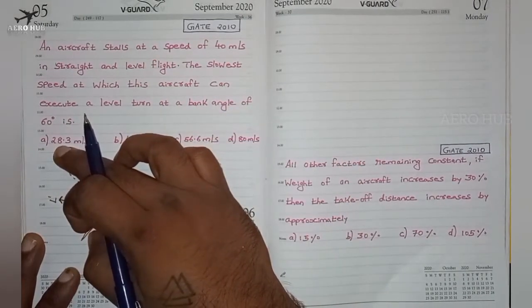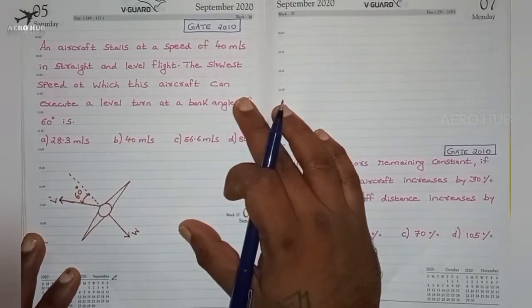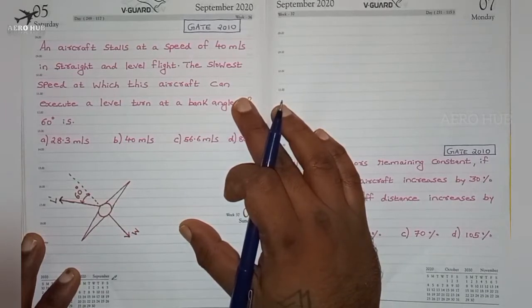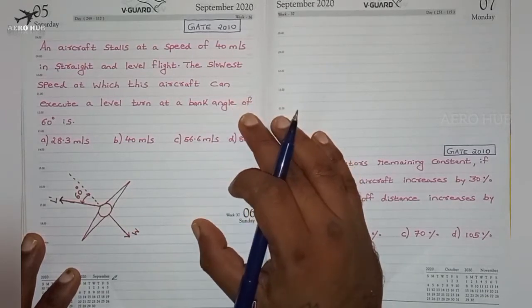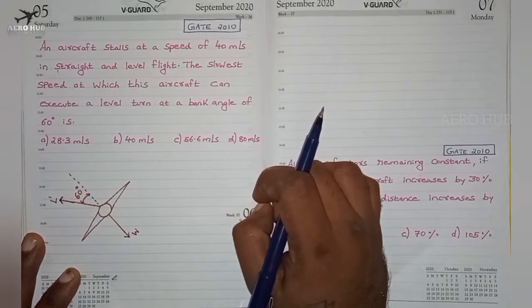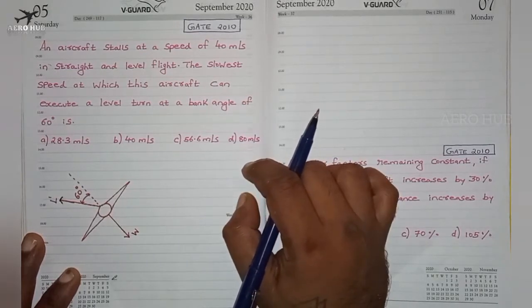Option A 28.3 meter per second. Option B 40.40 meter per second. Option C 56.6 meter per second. Option D 80 meter per second.